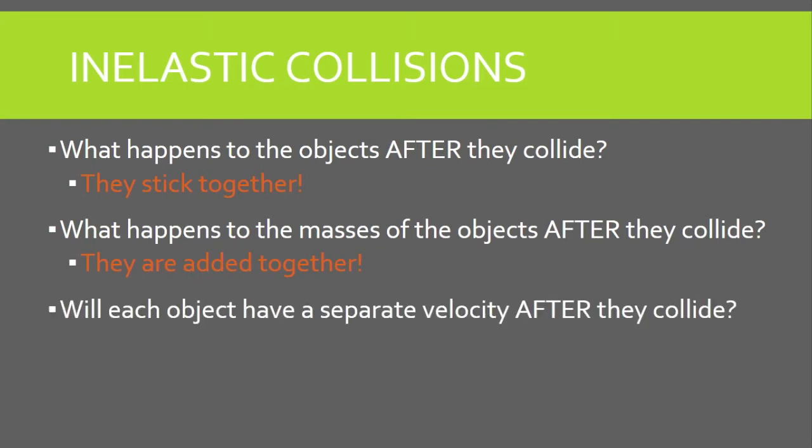And then lastly, will each object have a separate velocity after they collide? Well, we just saw in our last slide when those objects hit each other, if they have combined to make one object where their masses are added together, that means that they're going to have the same velocity. And again, that's because they're stuck together. If two objects are stuck together, they have to have the same velocity because they're both moving at the same rate and they're both moving together.